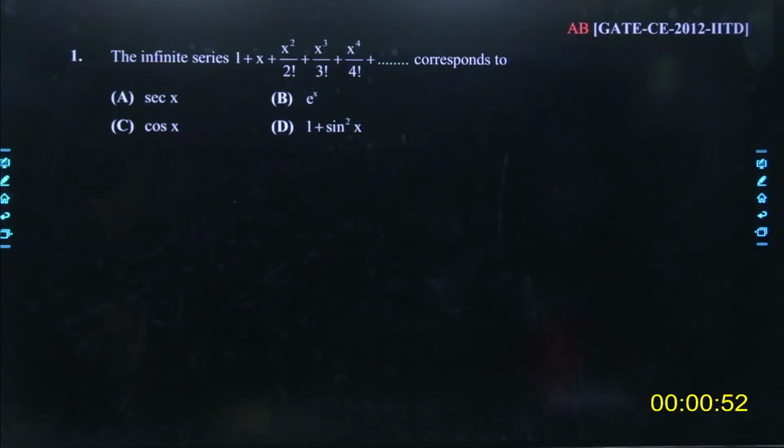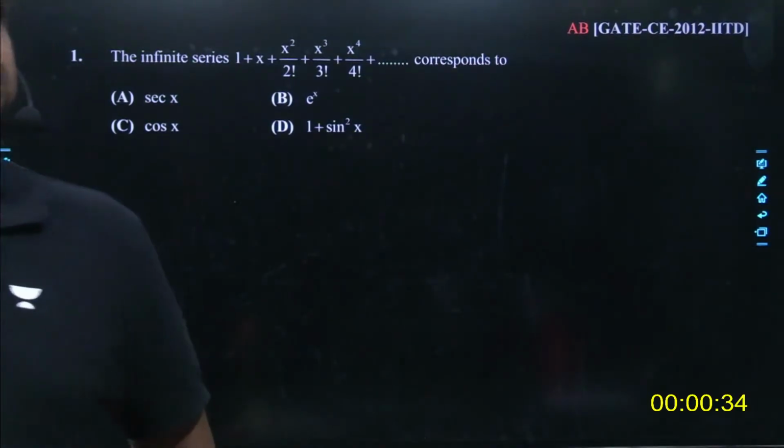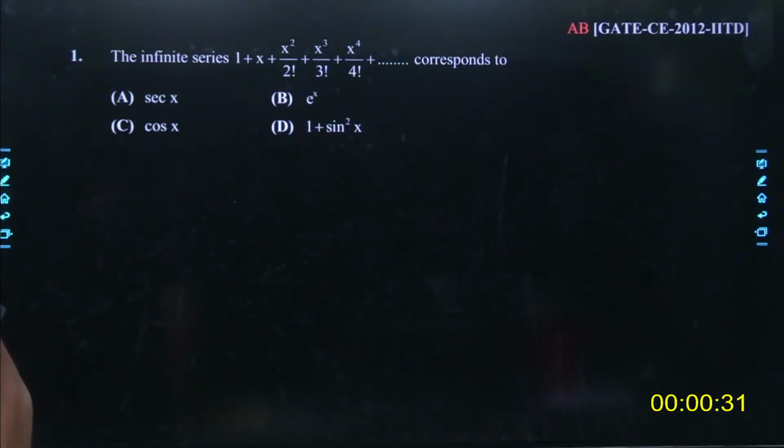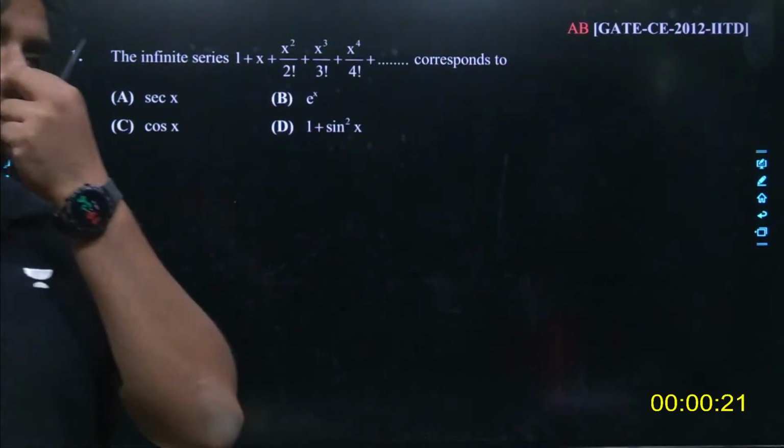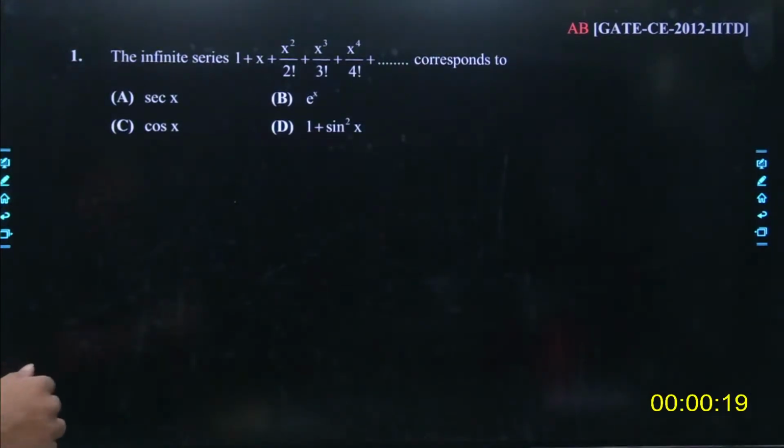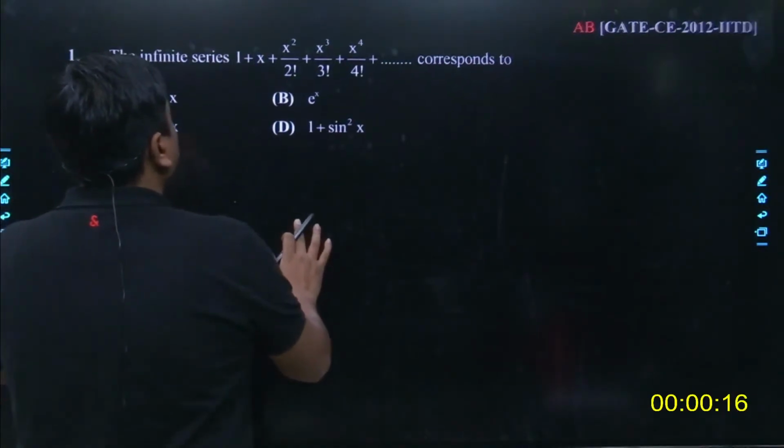The problem states that the infinite series 1 plus x square divided by 2 factorial plus x cube divided by 3 factorial, and so on, corresponds to sec of x, e to the power of x, cos of x, or 1 plus sine square of x. Tell me what could be the best answer for this given question. Read the problem carefully and tell me.